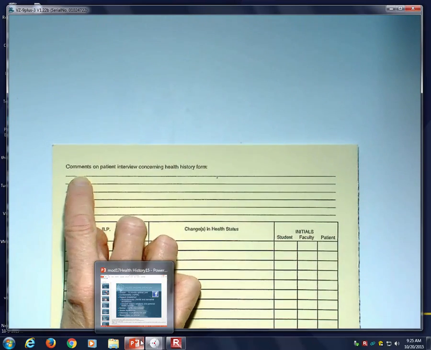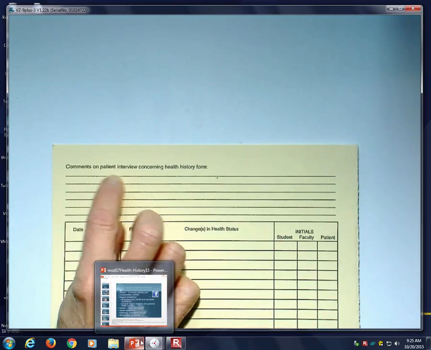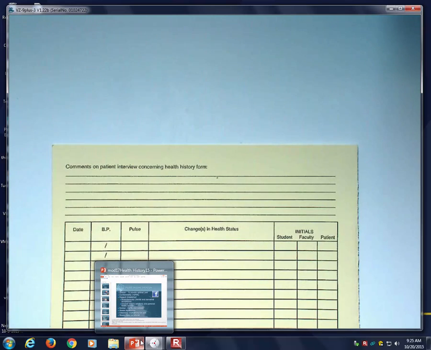So this is where you write the yes answers. Now today, in our assignment in clinic, there's a piece of paper where you're going to ask your client follow-up questions.